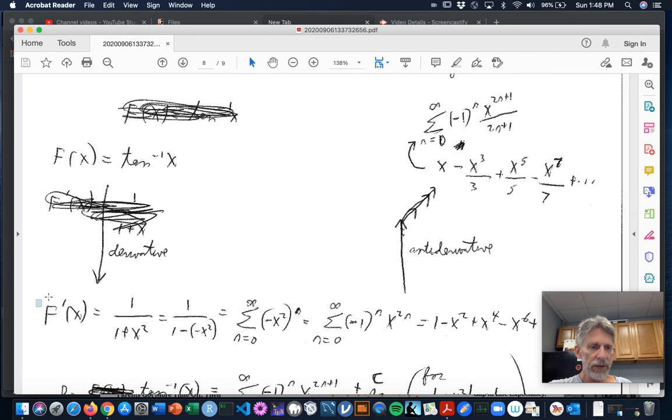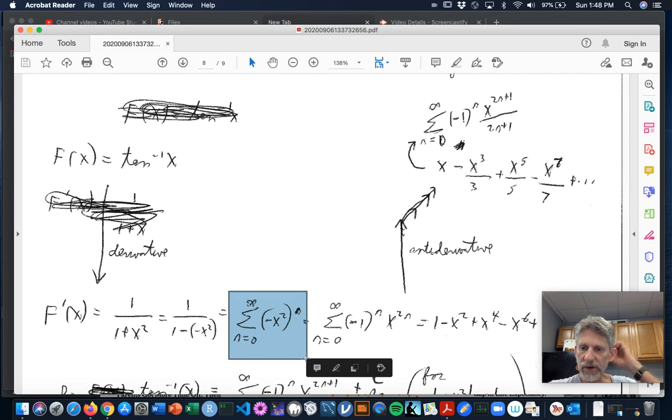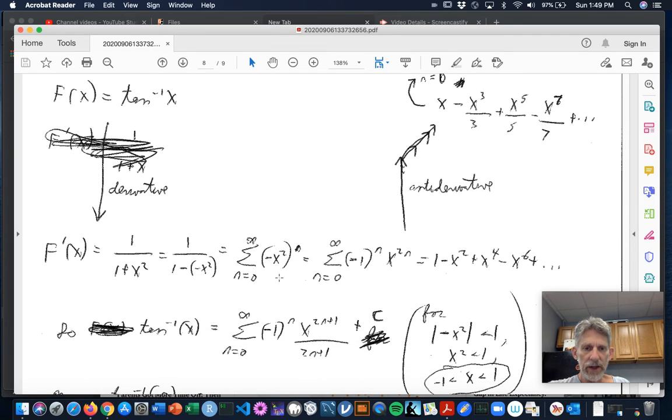And so f prime of x is, well, derivative of inverse tangent is 1 over 1 plus x squared. Oh, that's 1 over 1 minus x squared. I can write that as the sum of a geometric series, where the ratio term is minus x squared. And then I could multiply out a little bit. That's the same as minus 1 to the n times x squared to the n, which is x to the 2n. Add it up from 0 to infinity.